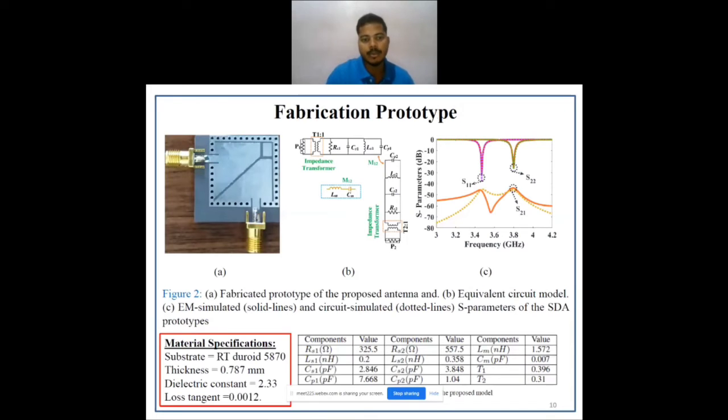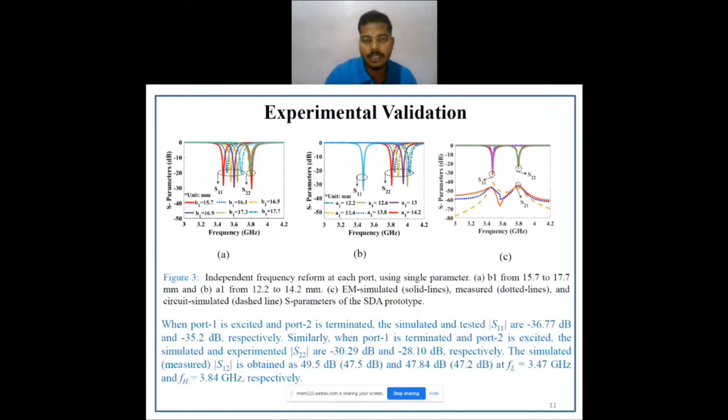This is the fabricated prototype I have used, RT/duroid 5870 with thickness 0.787 mm. I have also predicted the equivalent circuit model for the fabricated device. You can see here the circuit parameters I have plotted in the table. The comparison table I will mention here, like the circuit model, equivalent circuit model. You can see here the equivalent circuit validation happens.